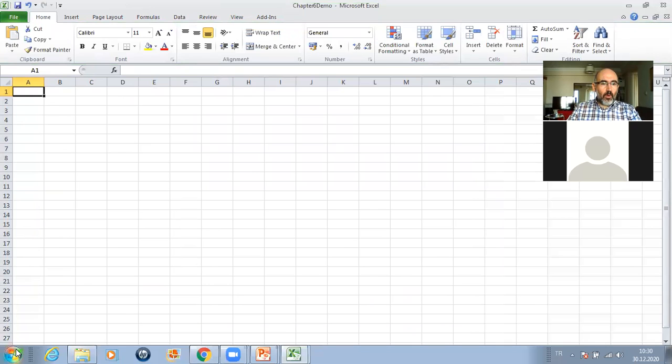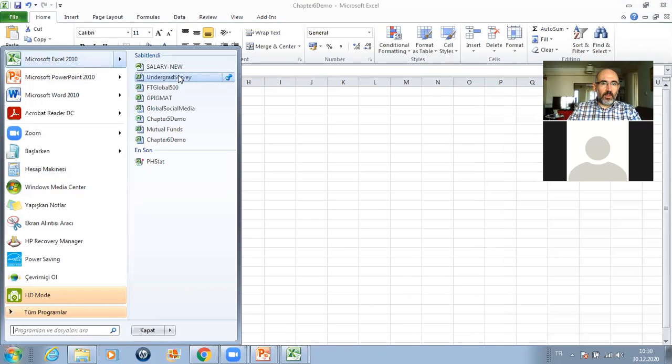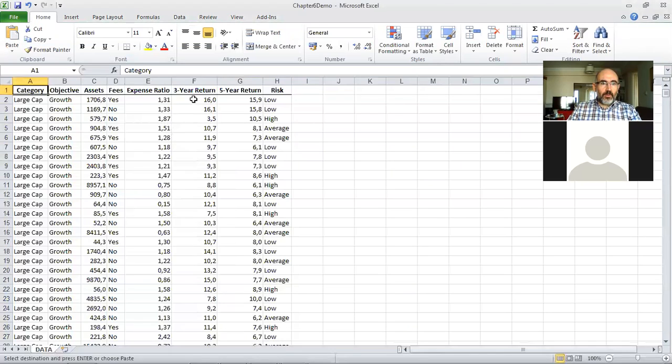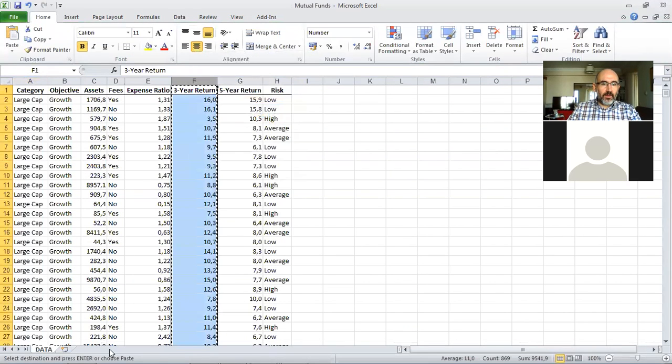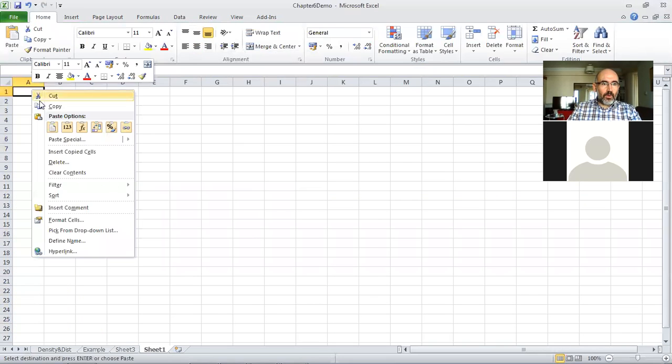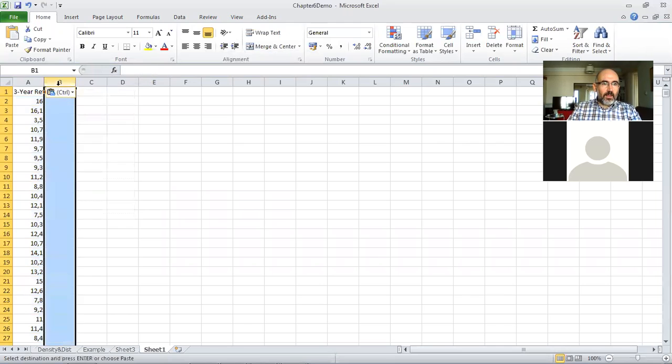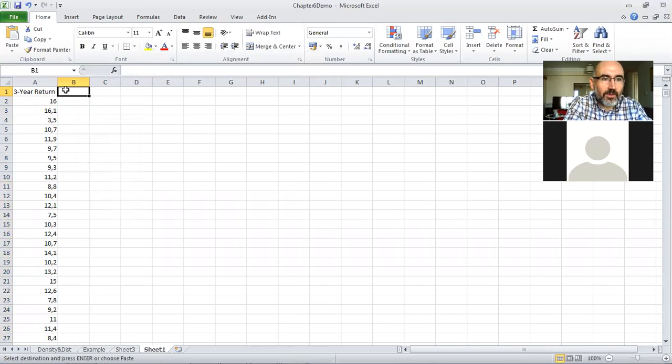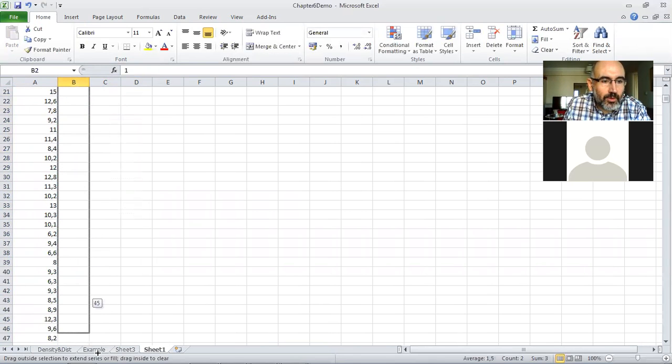So let me do one more, which looks more like a normal distribution. From the mutual funds, let's take the 3-year return. Let's paste it over here. Now, similar situation, let's calculate rank, let's calculate percentile and z.